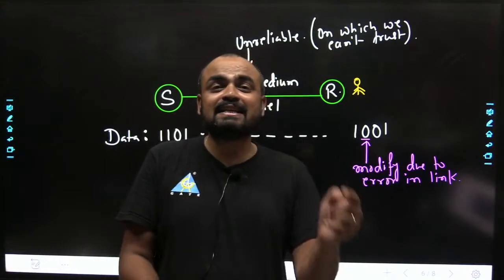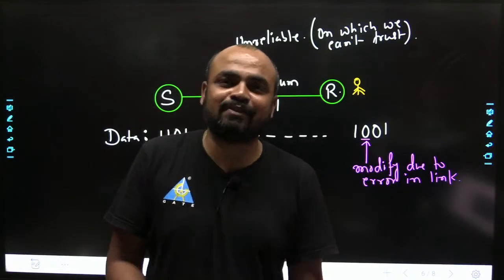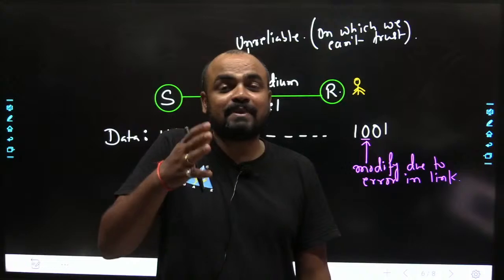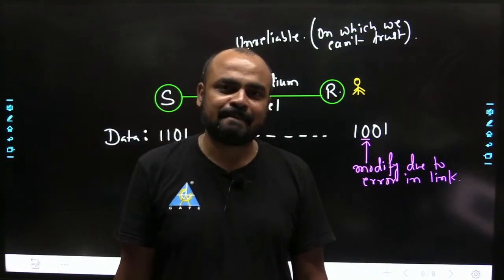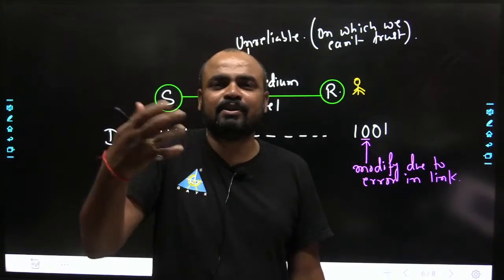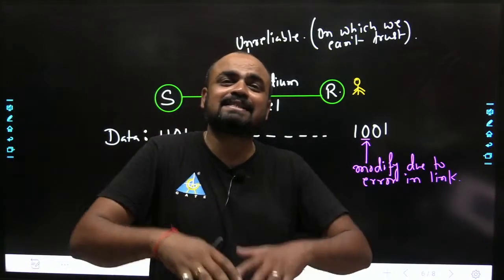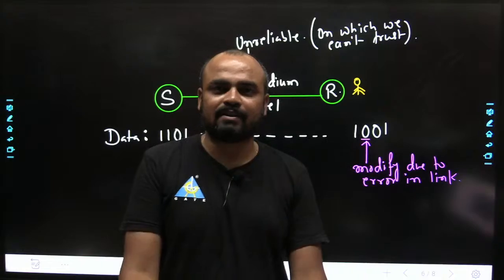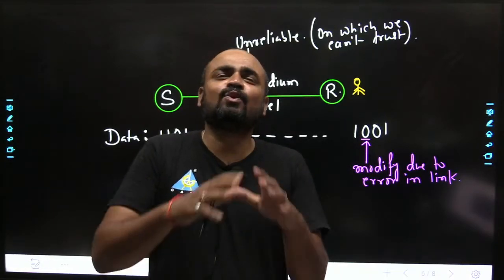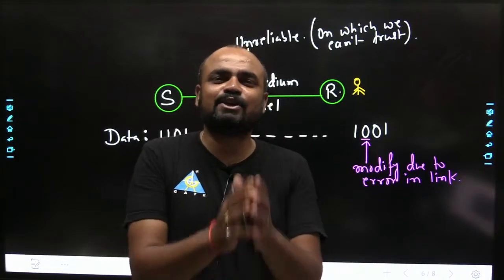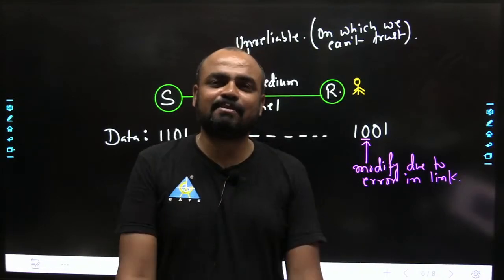But if it is less than or more than 5,000, it means something happened in between on the path, and you don't know what exactly happened on the path. Yes or no? You don't know, and you don't need to know also. Are you getting my point or not?